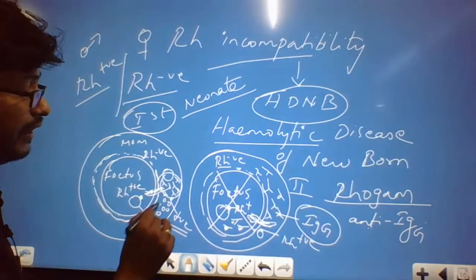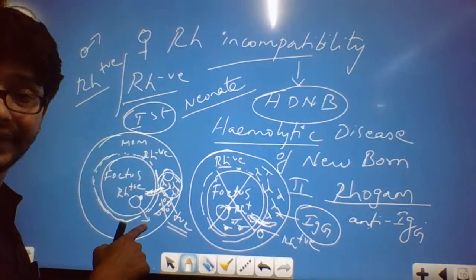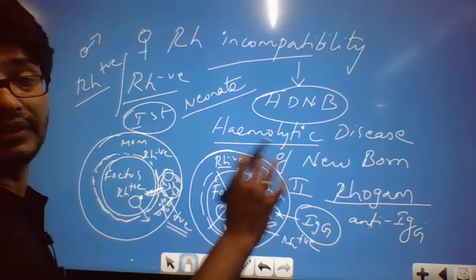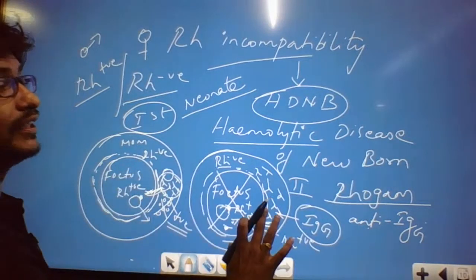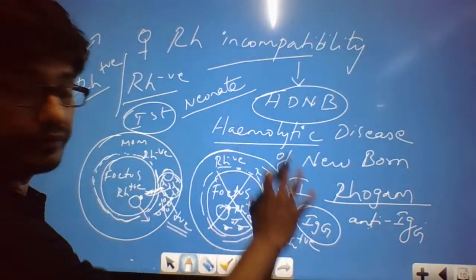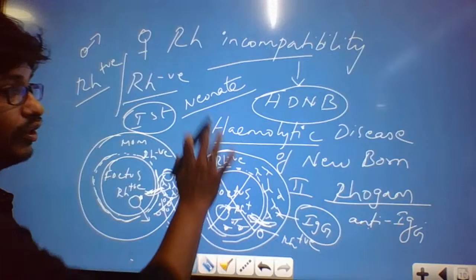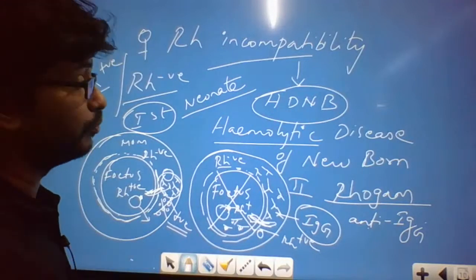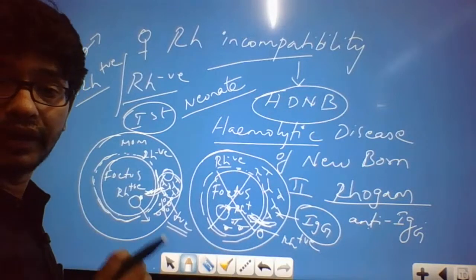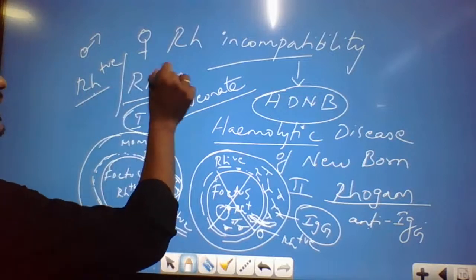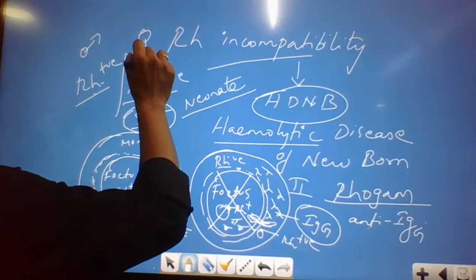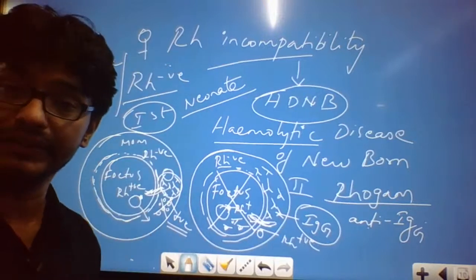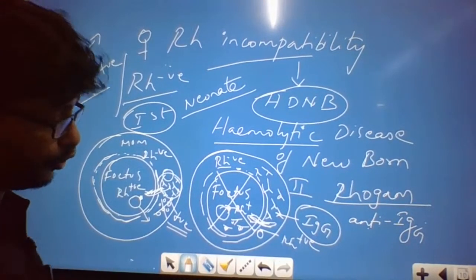The antibodies will destroy all the antigens from the fetus. So in the second pregnancy, the fetus can be affected. This condition, where the fetus is destroyed, is called hemolytic disease of the newborn. You should remember this can happen with incompatibility where the father is RH positive and the mother is RH negative. The condition which occurs is called hemolytic disease of the newborn.